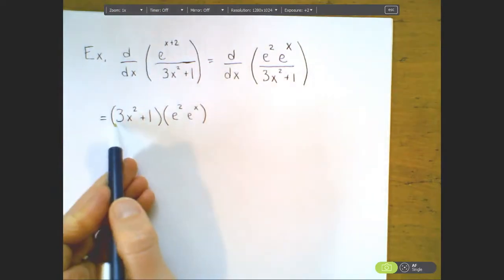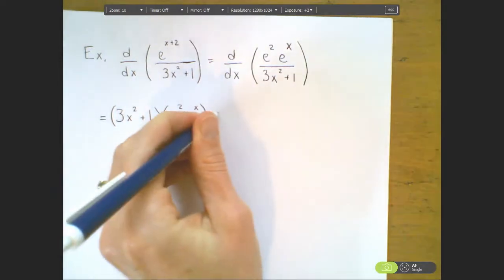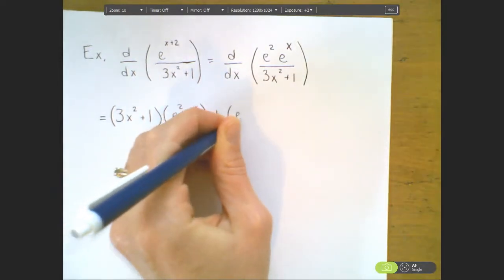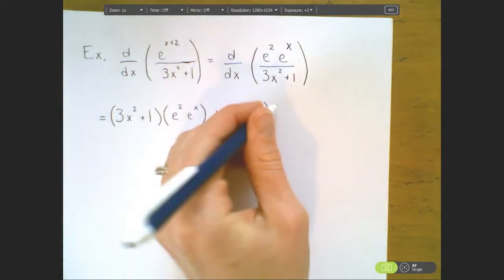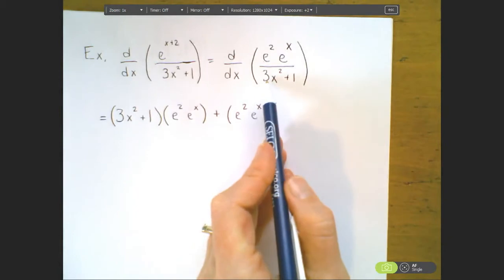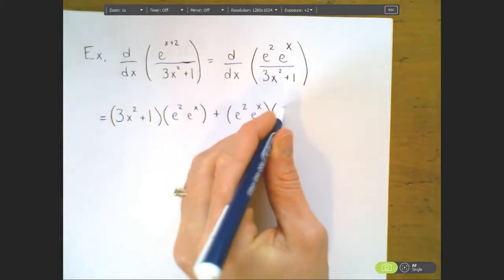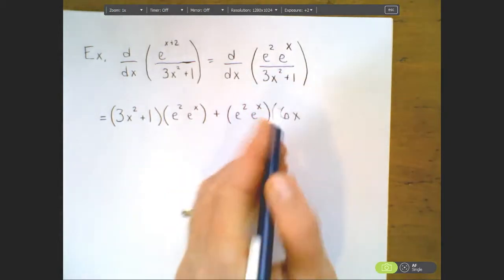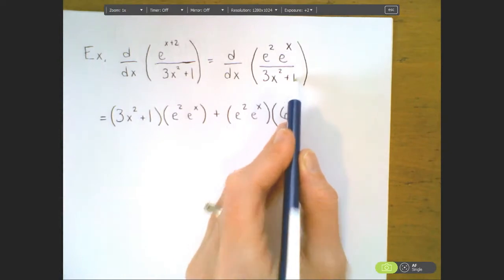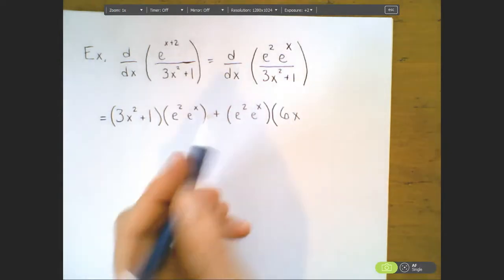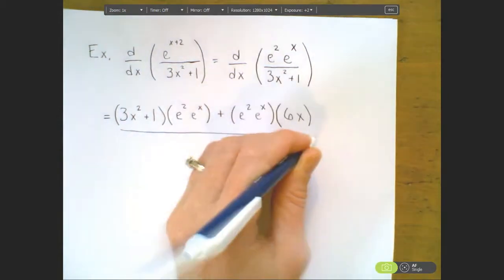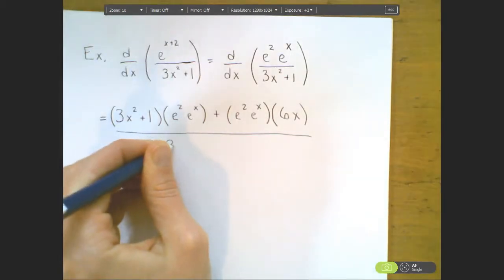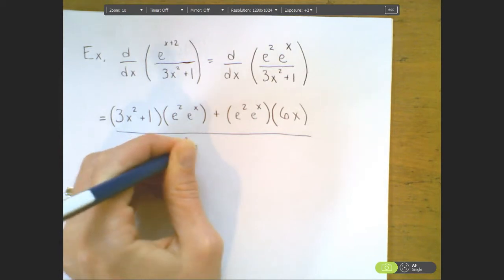So that's bottom times the derivative of the top, and then I'm going to add the top function times the derivative of the bottom, and again we can use power rule and take the 2 down, so I get 6x, and the plus 1 becomes 0 because that's a constant function. All of this is divided by the bottom squared, 3x squared plus 1.